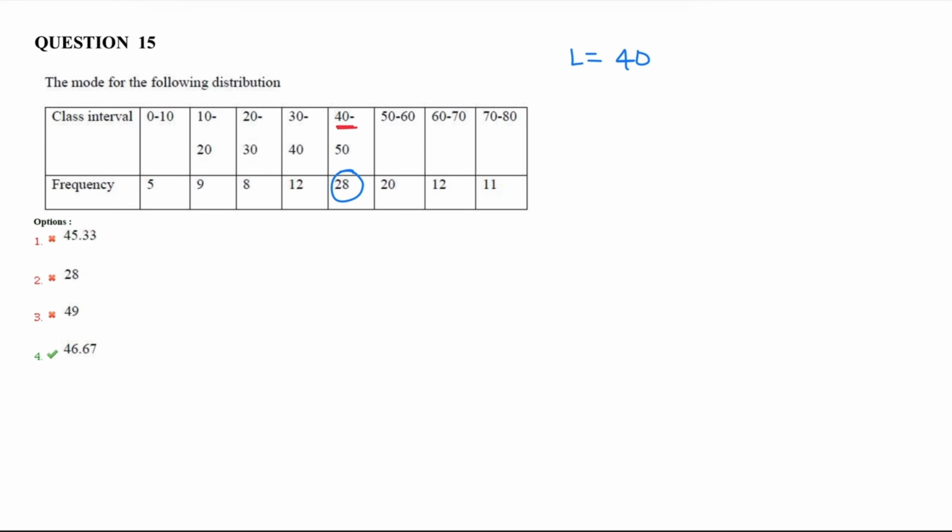Next, the highest frequency is f, and the frequency of the preceding class is f1, frequency of the succeeding class is f2. Now delta 1 is f minus f1. So here f is 28 minus f1 is 12, its value is 16. Delta 2 is f minus f2, 28 minus 20, delta 2 is 8.